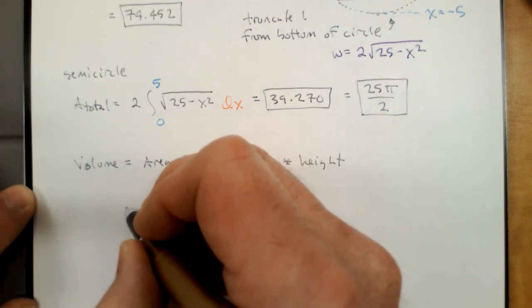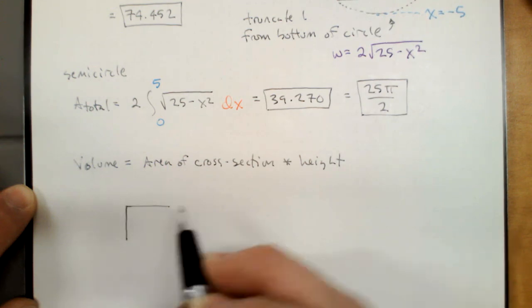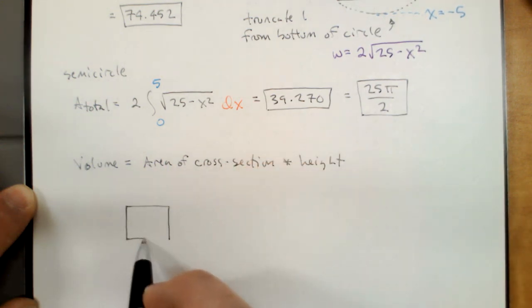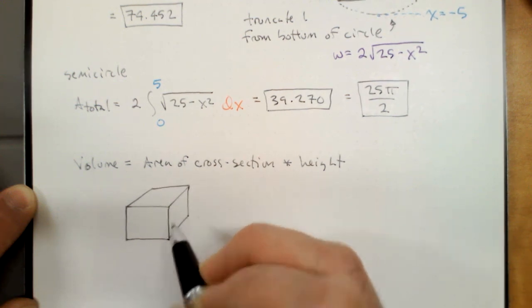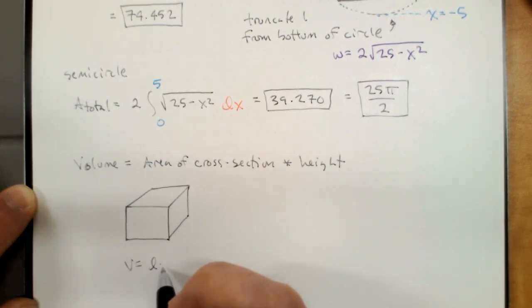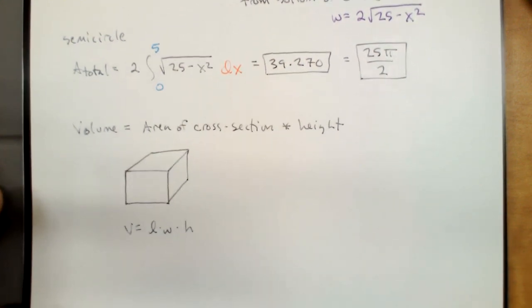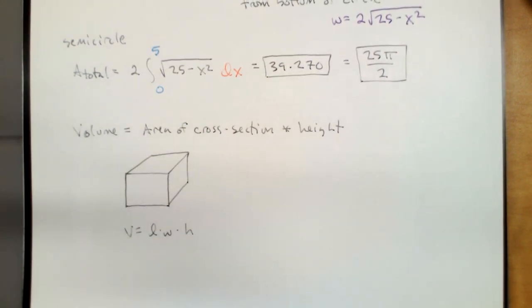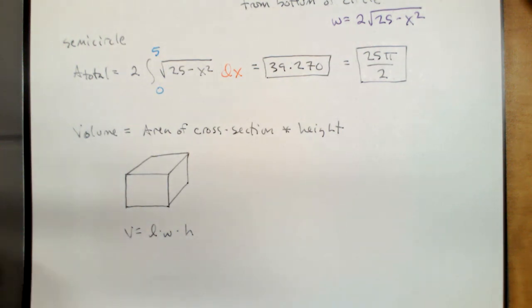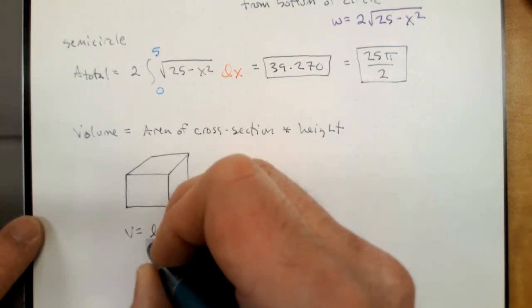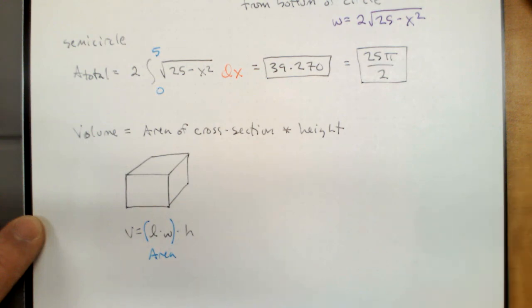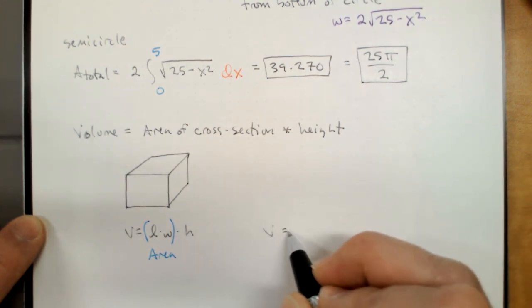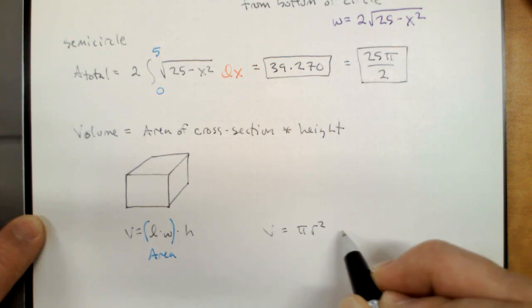If I have a rectangular solid, oops, there go the bells. Just like, right, volume is length times width times height. The length times width, that's the cross-sectional area. Also, if you have a volume of a cylinder, it's going to be pi r squared times the height.